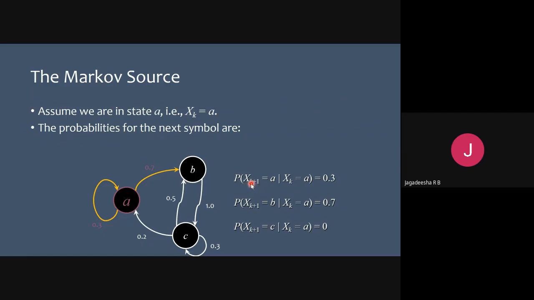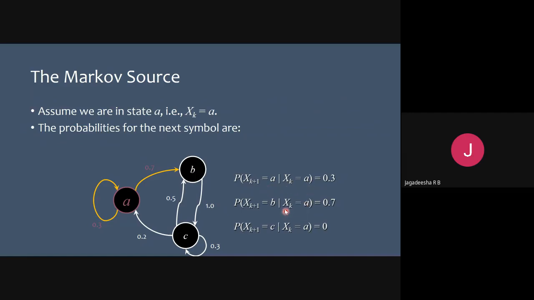The probability of the k plus 1 state being equal to A is equal to 0.3. The meaning is that currently the source emits A, that is x of k is equal to A. And what is the next state, the k plus 1 state? The k plus 1 state is also A, and its probability is 0.3. That's a transition probability.